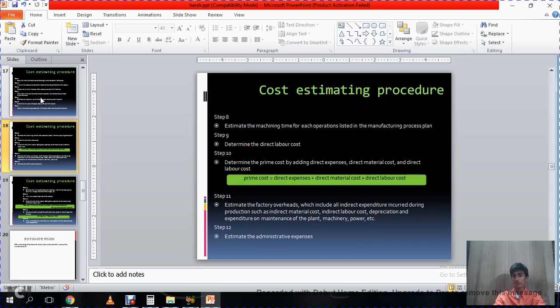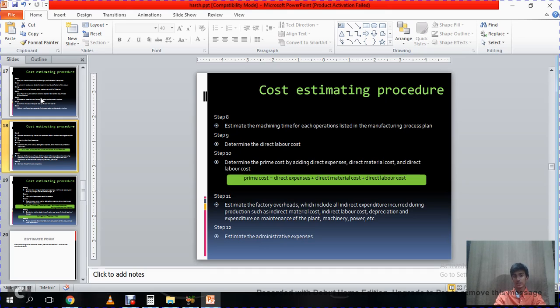The 10th step, determine the prime cost by adding direct expenses, direct material cost and direct labor cost. Step 11, estimate the factory overheads, which includes all the indirect expenditures incurred during production, such as indirect material cost, indirect labor cost, depreciation and expenditure on maintenance of the plant, machinery, power, etc.